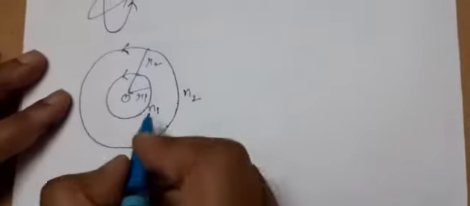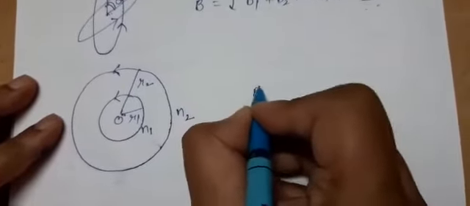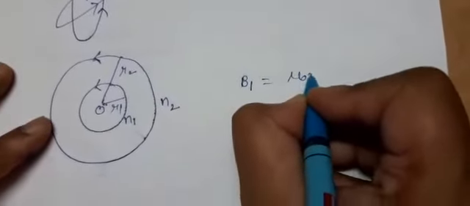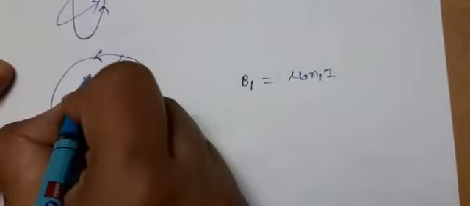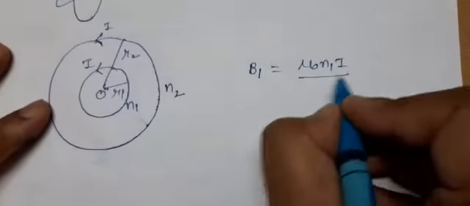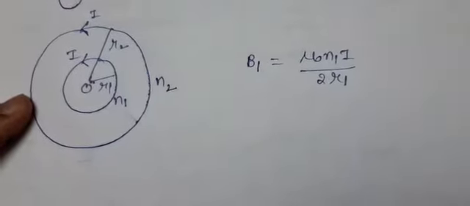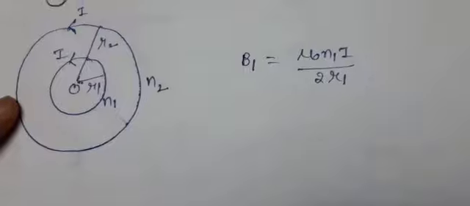So again, as you can see, for this loop, if we write the direction and magnitude of the magnetic field, this is mu naught n1 I upon 2 r1. Yes, we are taking the same current for both the loops. This is the magnitude, but we also have to include its direction. So apply the rule.